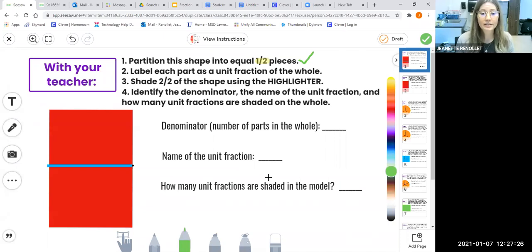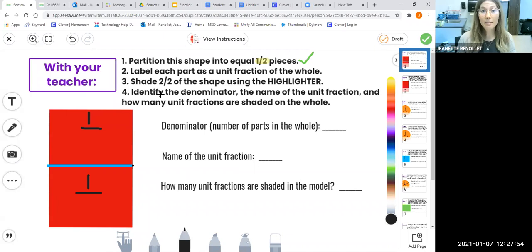Step 2 says label each part as a unit fraction of the whole. So on my model, I'm going to label the unit fraction. The text told me to partition into halves or 1/2. I know that unit fractions always have a numerator of 1. I'm going to go ahead and write my numerator.